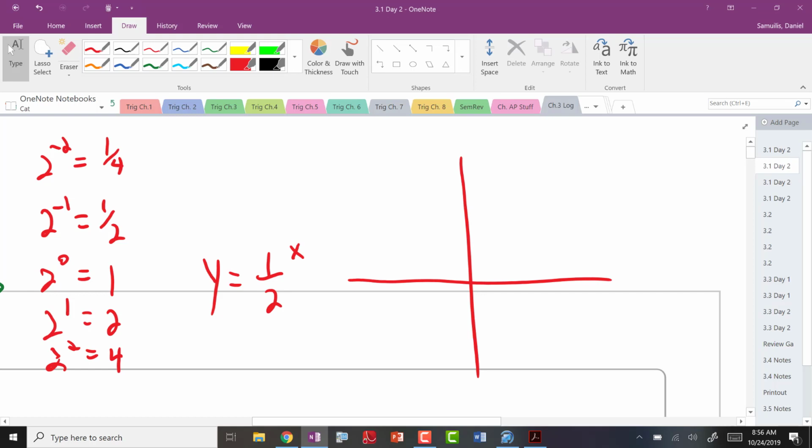I plug in 0, what do I get as an output? I still get 1. Anything to the 0 power is 1. But now what happens when I plug in 1? What do I get for an output value?